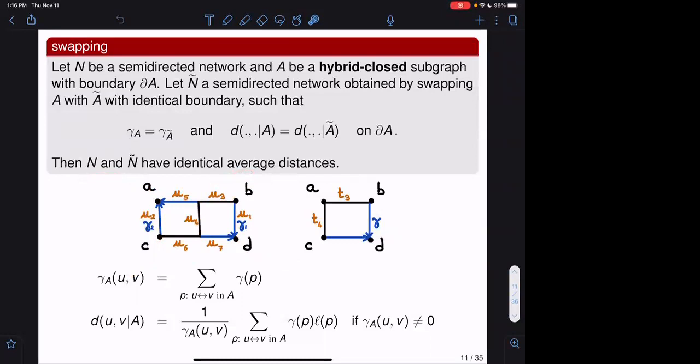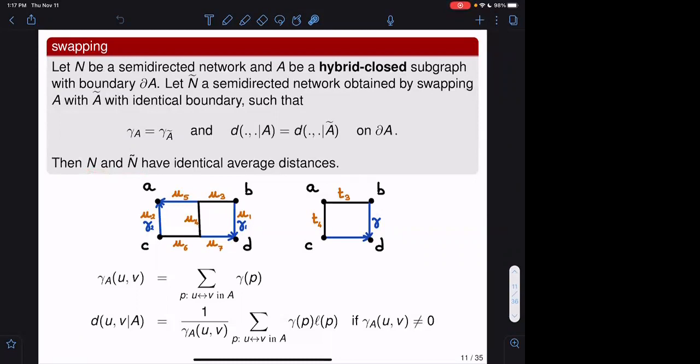All right. And so now we can consider swapping this subgraph with another one with the same boundary. So if in my network I had these other nodes, I want to keep those other edges, but I can change what's inside. And so we're going to consider another subgraph, A tilde, such that after the swapping, the bigger network is still a semi-directed network. And then we showed that there are some local properties that we can easily check on these subgraphs, that if they are met, then the bigger networks before and after the swap have identical average distances.